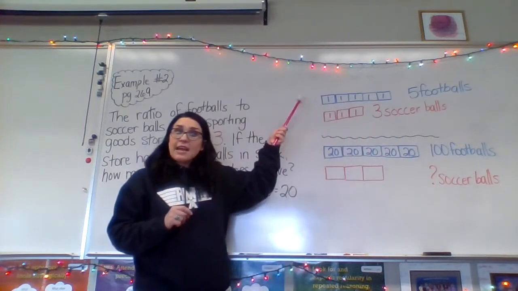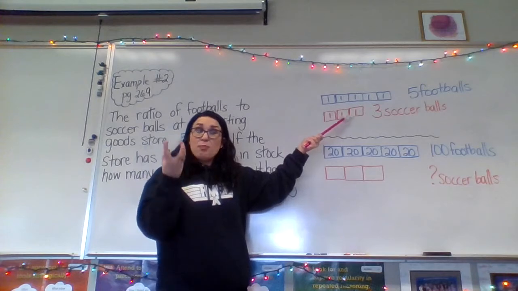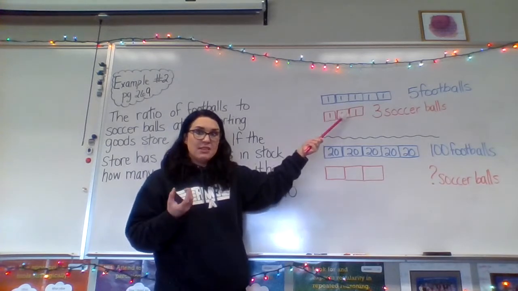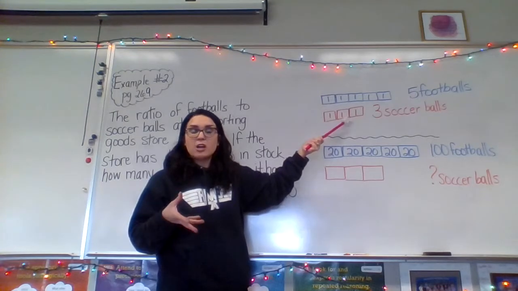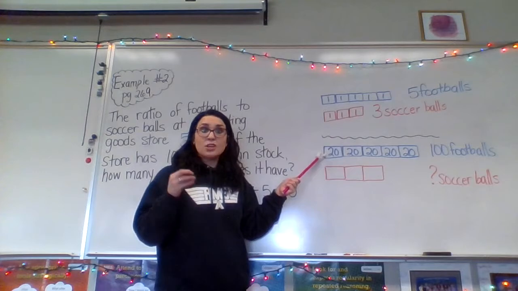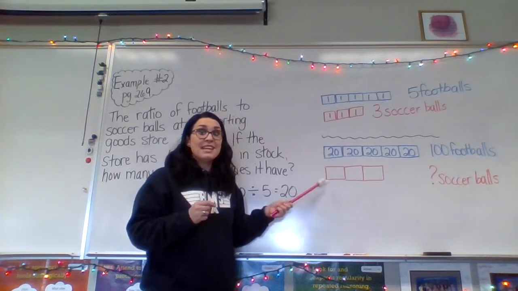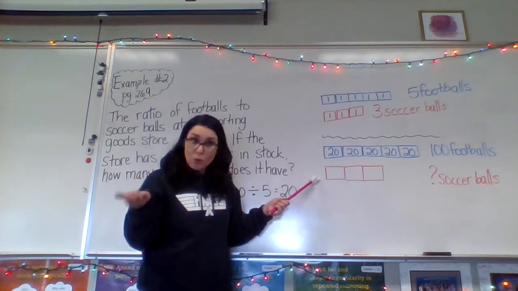Now, just like up here, how it was ones and then ones down here, right? Each box represented the same quantity. There was just more blue boxes for footballs than there were red boxes for soccer balls. That same idea down here. So if each of these blue boxes represent 20, that means that each of these red boxes also represents 20.